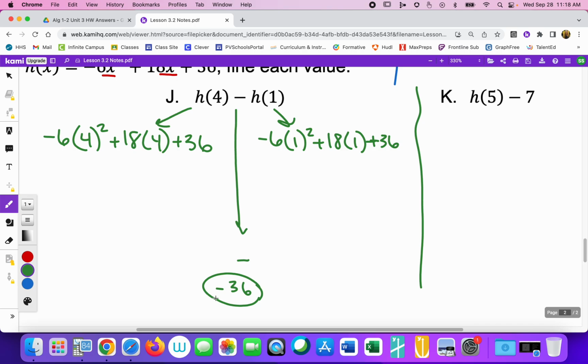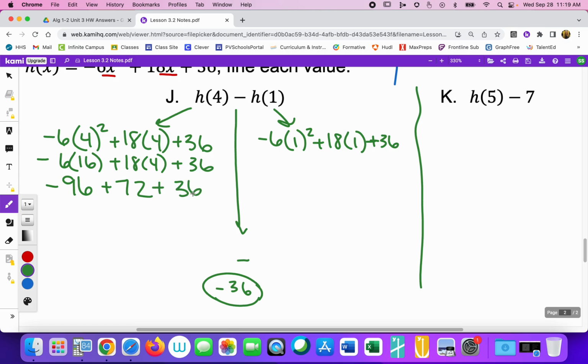So for those of you that may not be getting it or you're stuck, 4 squared is 16. Oh, 4 squared. I did 4 times 2. Negative 36 is the total answer? Yeah, that is. So on this half, what is negative 6 times 16? Negative 96. 18 times 4. 72. Yes.